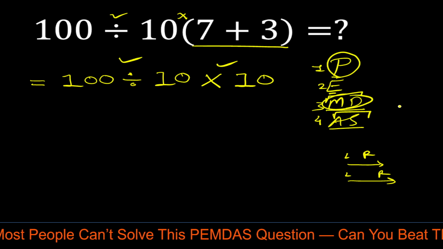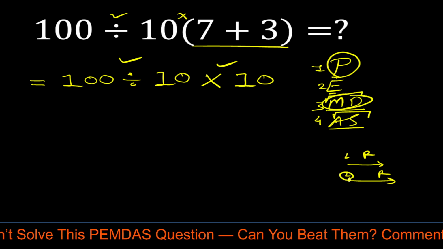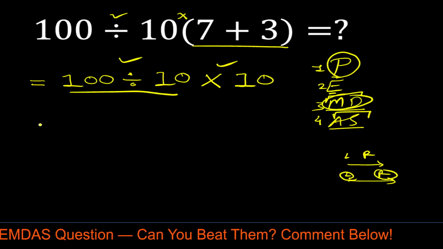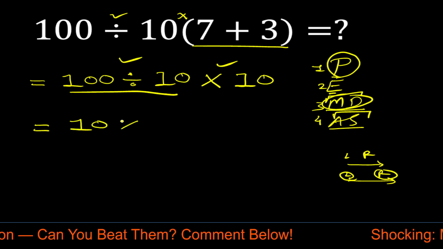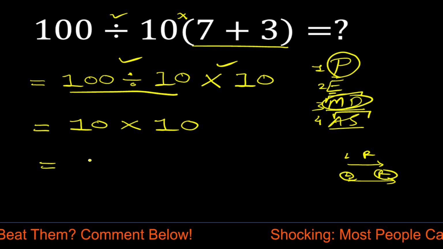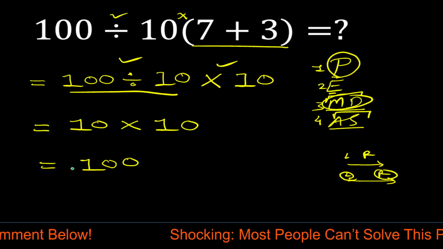So multiplication and division both have equal priority. So we have to solve it from left to right. So first we have to solve this division, right? So 100 divided by 10 is equal to 10 times 10. So 10 times 10 is equal to 100. Right? So the correct answer is 100.